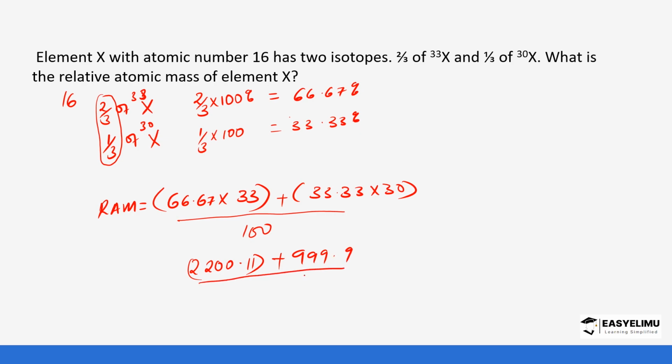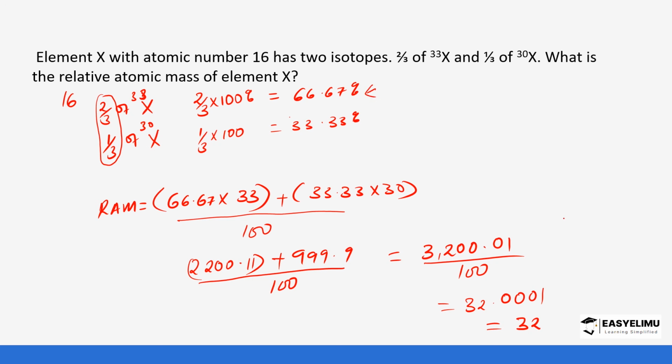Next we need to add the 2,200.11 plus 999.9 together. We get 3,200.01. This is divided by 100, which gives us 32.0001. In whole number, it's 32. You can see it's in between, close to the percentage abundance that is highest. So that's how you work it out.